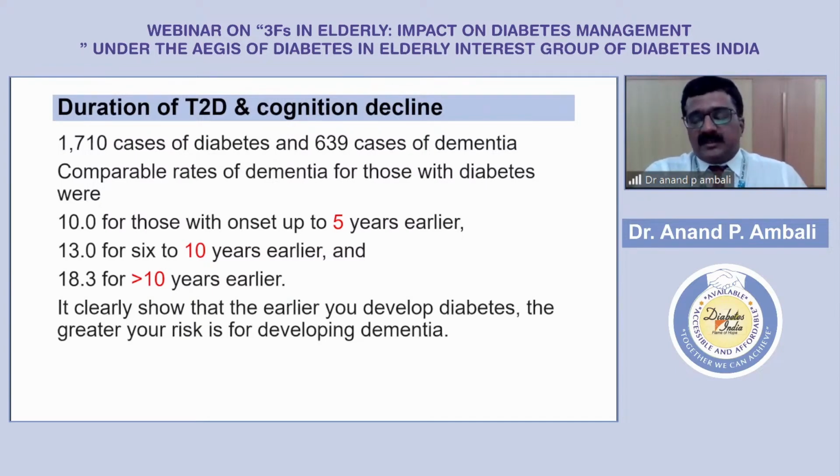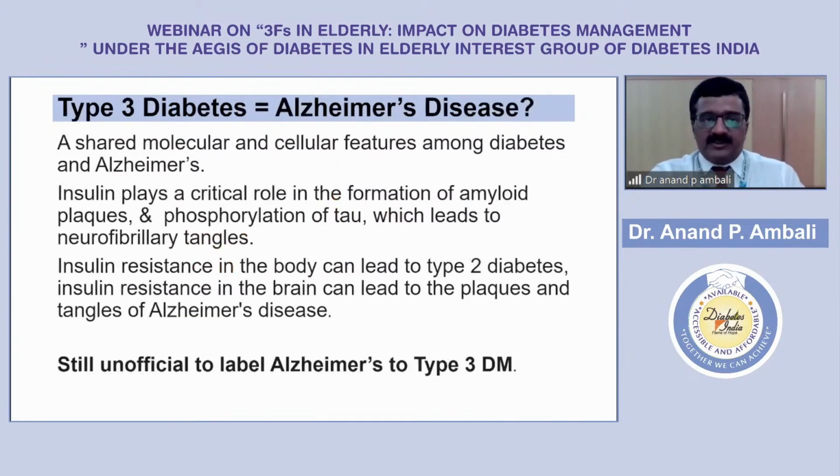This is another study which tells you whether the duration of diabetes has anything to do with dementia. Yes, as the number of years passes, the risk for developing dementia is more. In this study, it was very clear that up to 5 years of diabetes, very few people had dementia, and as the duration of diabetes increases, more people develop dementia. So earlier, as I told you, the people between 45 and 60 who develop diabetes now, at the age of 70, when they come, they will be having dementia.